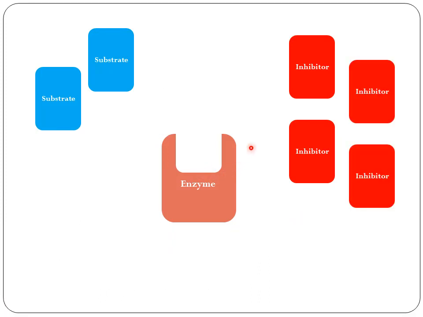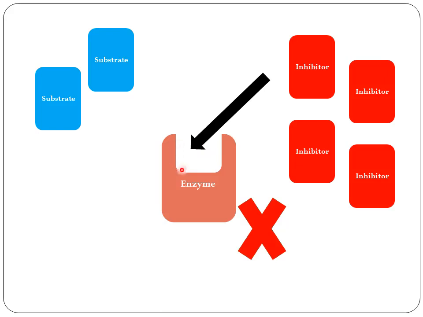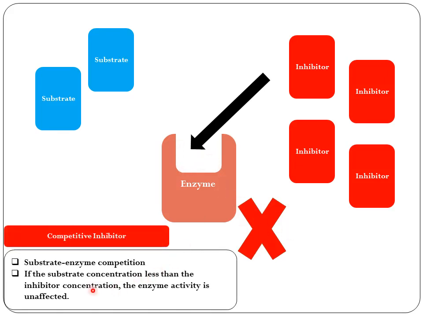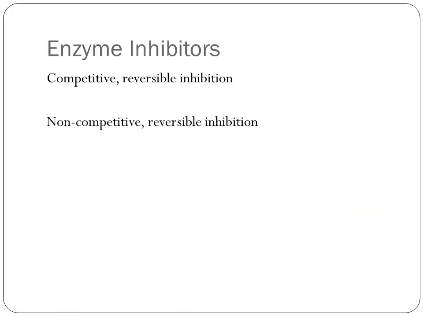On the other hand, look at this case. It's the opposite of the previous case. We have higher quantities of inhibitors than the substrates. So now the inhibitors will win the competition, and they will sit on the active site, impairing the activity of the enzyme. That's why here we have less concentration of the substrate than the inhibitor concentration. So here the enzyme activity will be affected. This was the competitive inhibition mechanism.